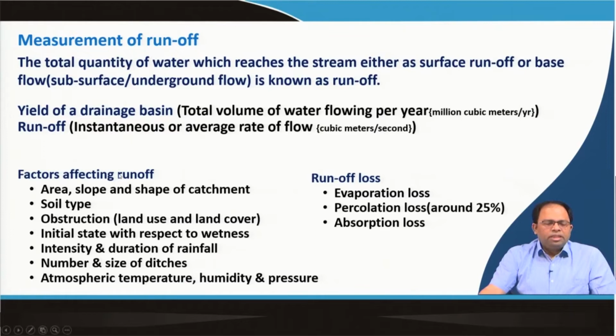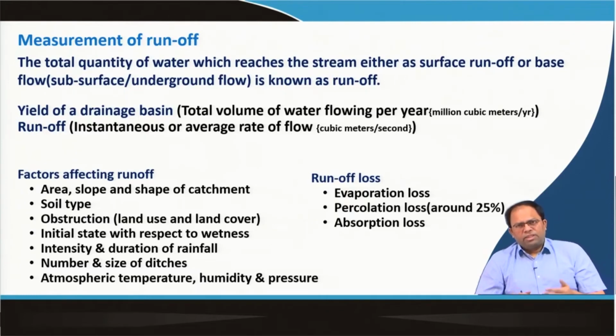Similar to measuring rainfall, we can also measure runoff. We have to measure runoff, because that determines what kind of infrastructure we will actually construct, and how it is measured. Usually runoff is considered as the total quantity of water which reaches the stream either as surface runoff or base flow, that means subsurface or underground flow, and both of these together are known as runoff. So, when the water reaches a stream, we can measure what quantum of water is coming either from surface flow or from the base flow. Together they are the runoff.